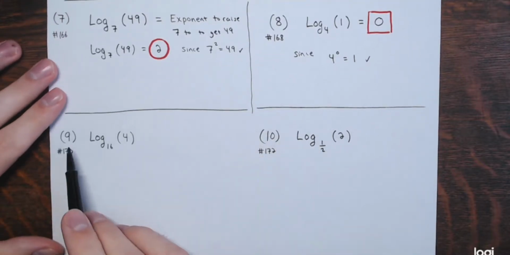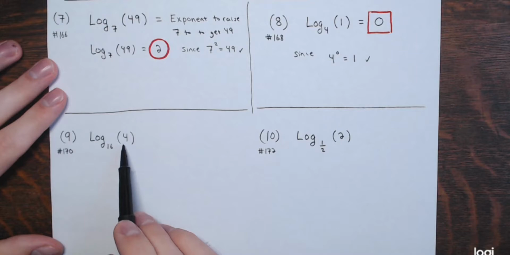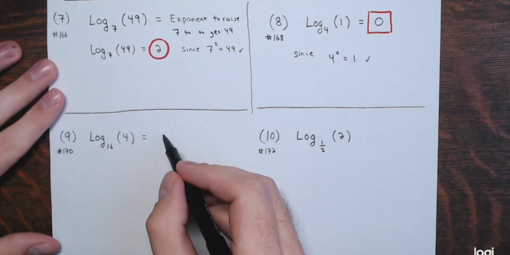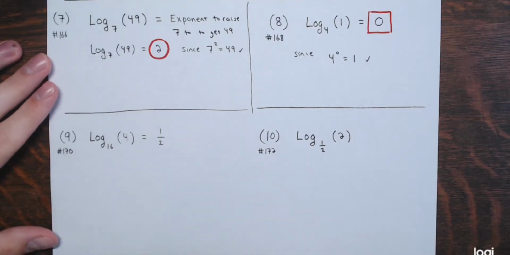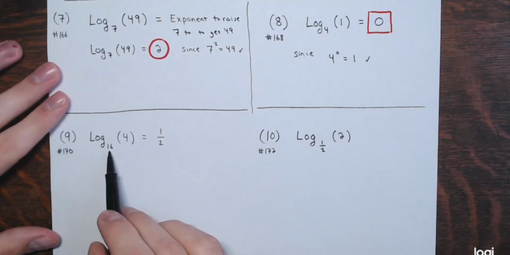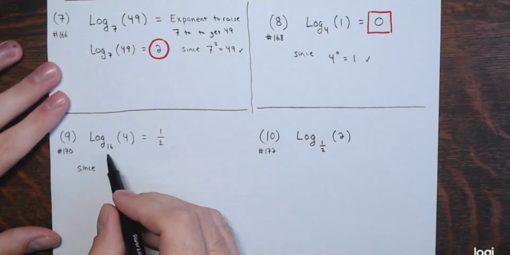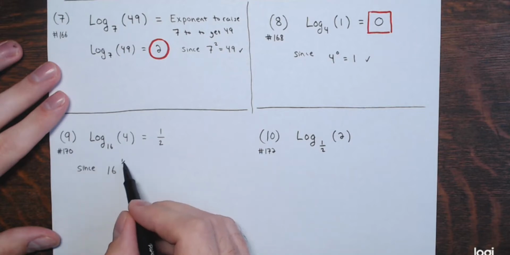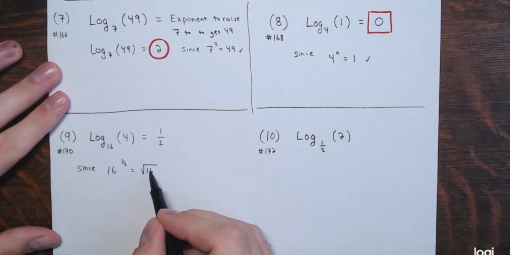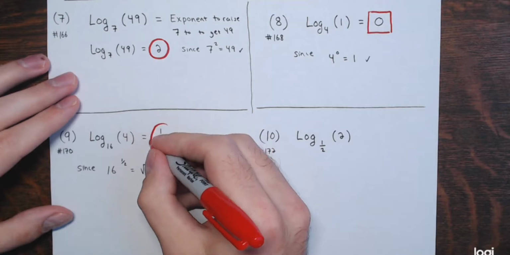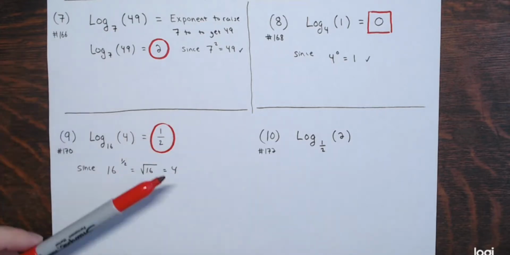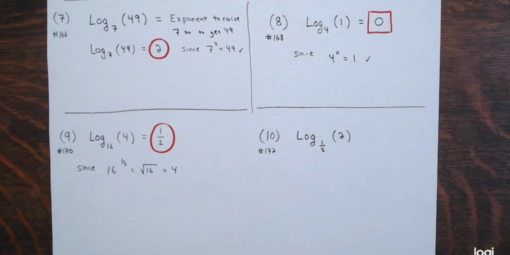Alright, number 9, what's the log base 16 of 4? And I'll tell you right now, this is the 1/2 power. Remember, the half power was square root. 16 to the 1/2 power is the same thing as the square root of 16, which is 4, that number inside the log. So that works. Now, the ones with the fractions like this might be tricky. So again, an alternate way to do this would be like I did number 7 earlier.